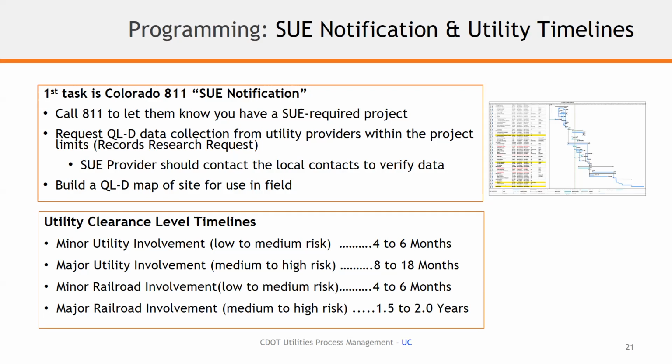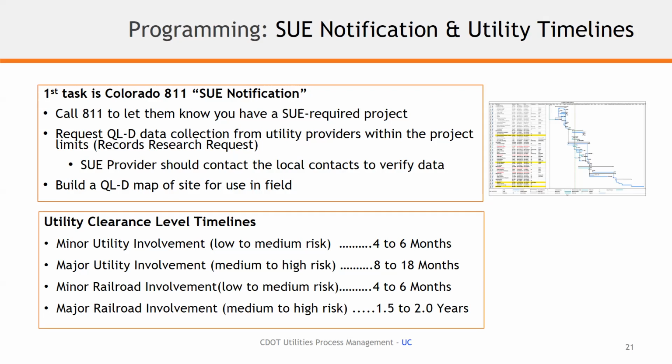And then major utility involvement, medium to high risk. So again, a signal project to a major reconstruction of a highway, storm sewer replacement, and all that good stuff. We're looking at more of an 8 to 18 month process for utilities and SUE and every coordination in SUE to achieve ad date. So again, high level, it becomes more refined as you move forward in the process from here, but this is again just to try and give a benchmark.